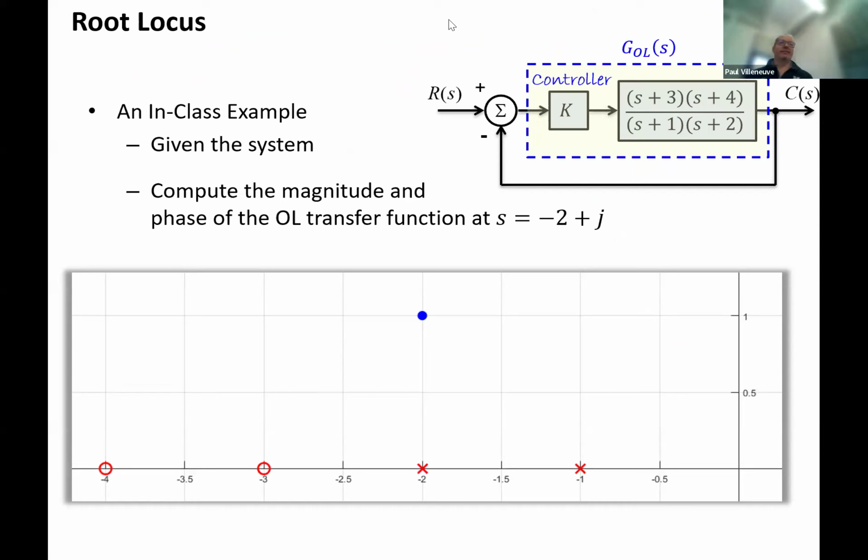All right, 5 minutes. Get to getting. Go ahead and calculate the open loop transfer function at s equals -2 plus j. I'll give you 5 minutes. I think it's 8:36. Yeah, 8:36. I'll give you 5 minutes. I'll actually start a timer.